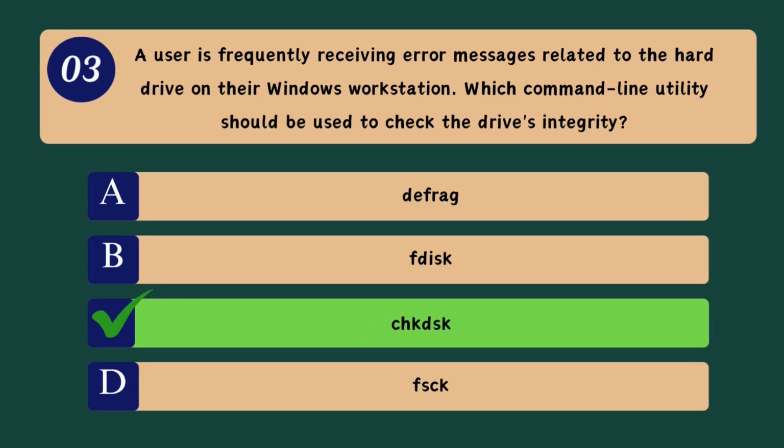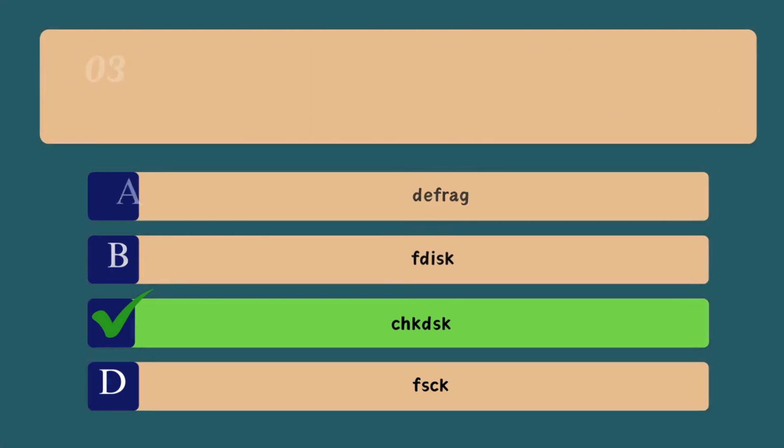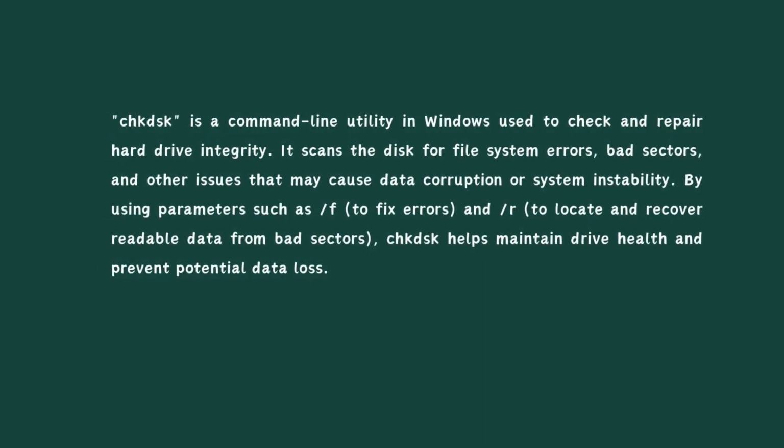Correct answer. C. chkdsk. chkdsk is a command line utility in Windows used to check and repair hard drive integrity. It scans the disk for file system errors, bad sectors, and other issues that may cause data corruption or system instability. By using parameters such as /f to fix errors and /r to locate and recover readable data from bad sectors, chkdsk helps maintain drive health and prevent potential data loss.